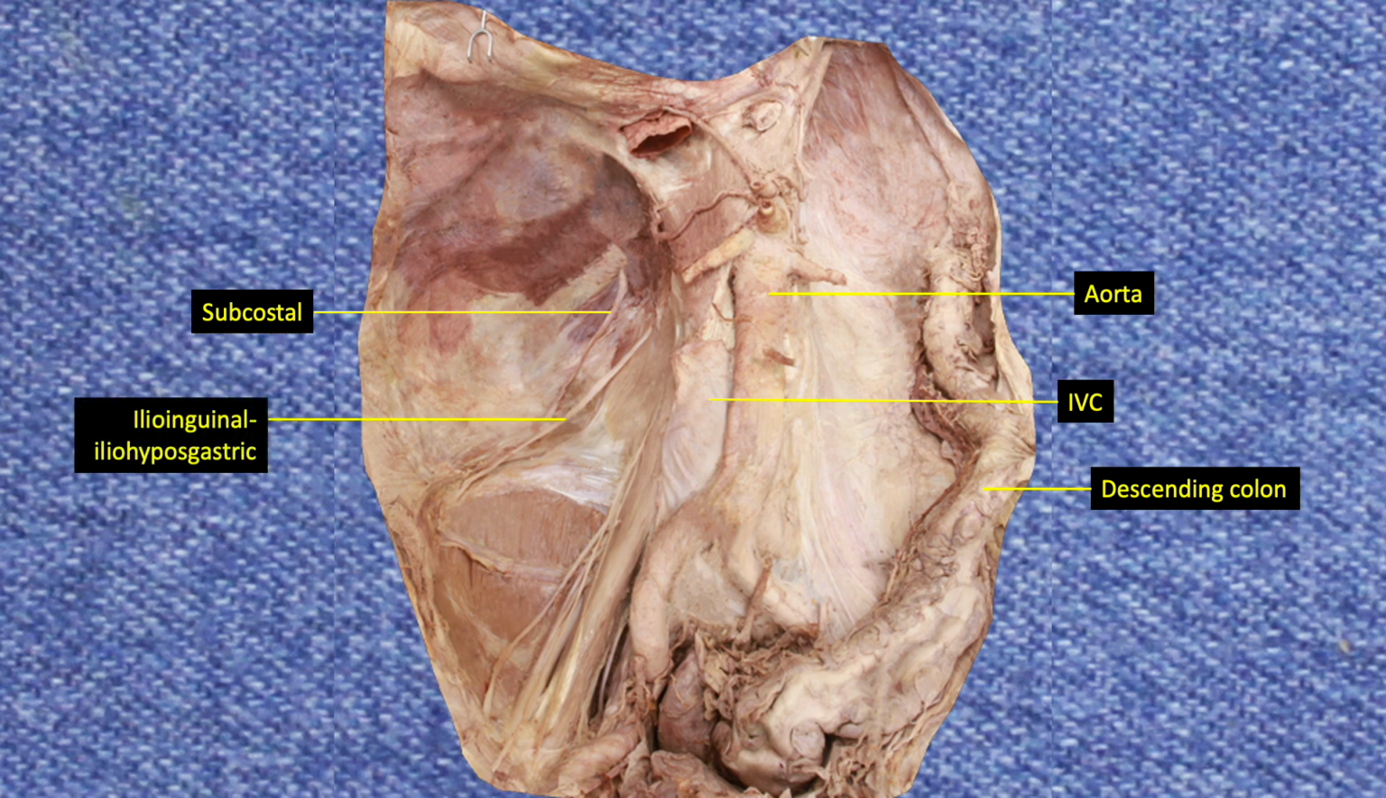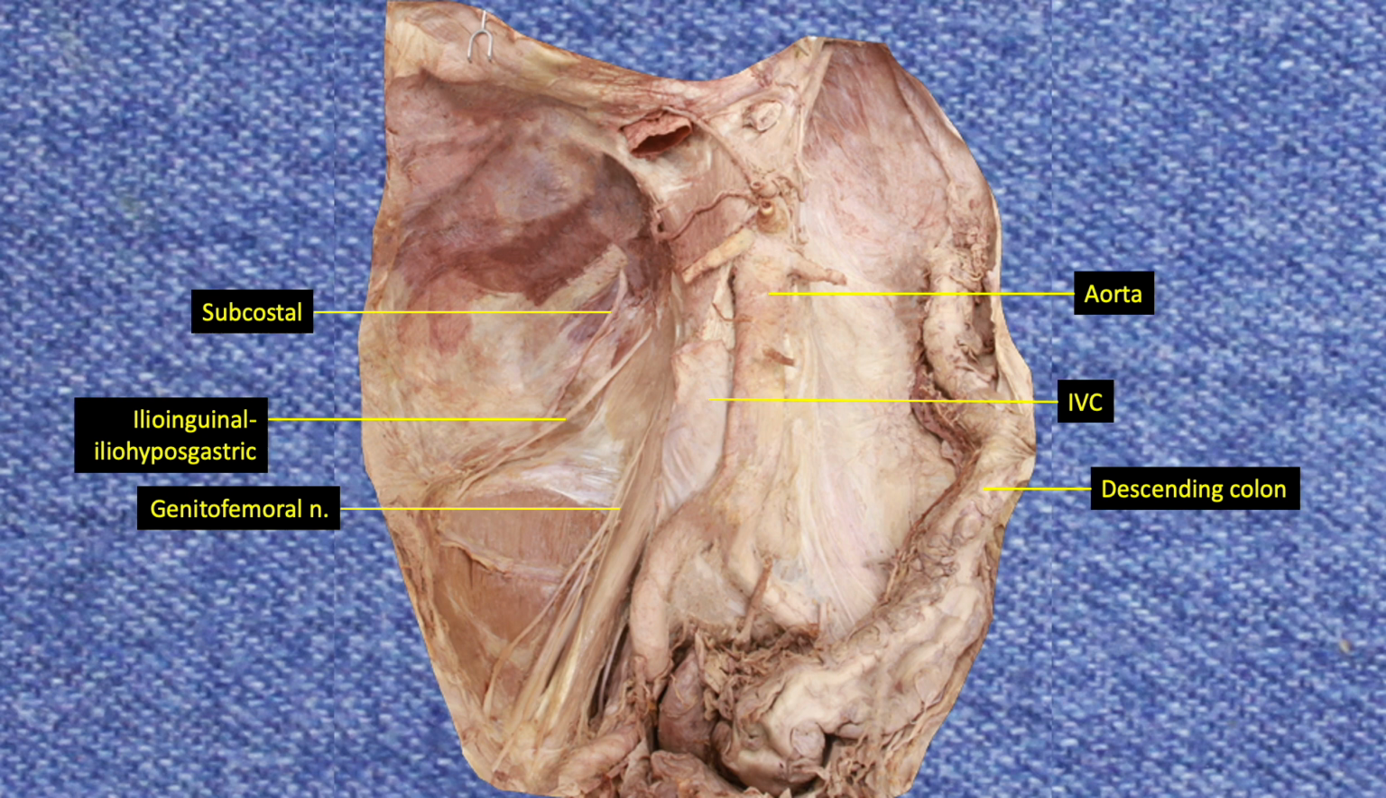Below the subcostal is the ilioinguinal iliohypogastric. The reason for these two names is that the nerve can split into these two nerves. Usually, however, the nerve is still combined at this point. Piercing the front of the psoas muscle, the only nerve to actually do this, is the genitofemoral nerve. This is the nerve responsible for the cremasteric reflex in males.